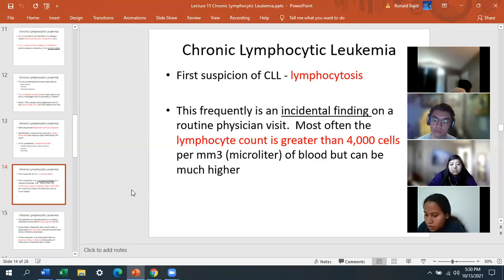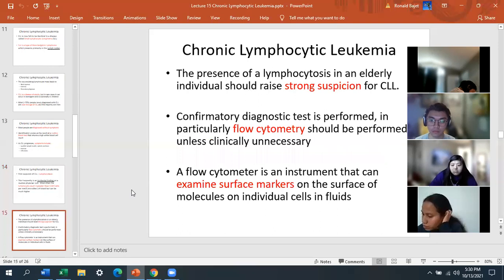First suspicion of CLL is an elevated lymph count, lymphocytosis. Like I mentioned earlier, this is frequently an incidental finding on a routine physician visit. Most often, the lymphocyte count is greater than 4,000 cells, and that's through flow cytometry. The presence of an elevated lymph count should make you suspicious, but don't say just because you have a lot of lymphocytes that it's CLL.